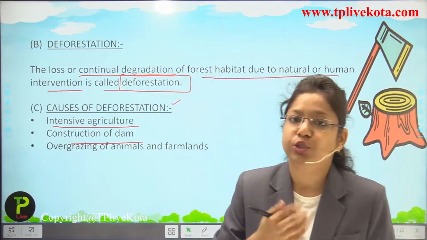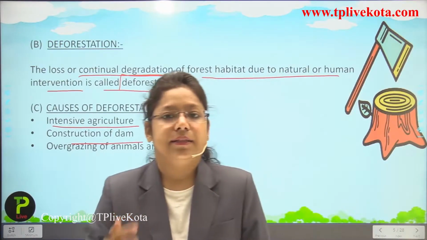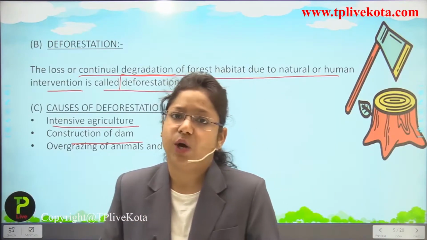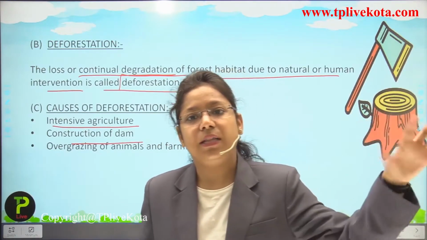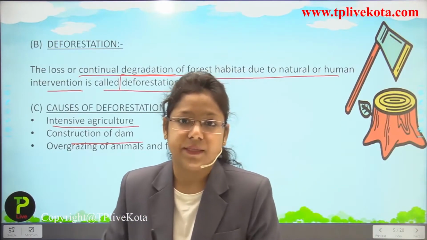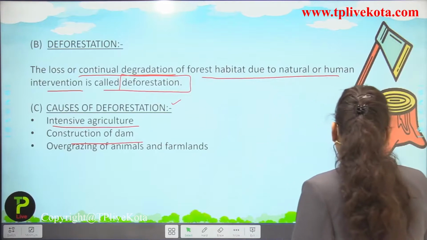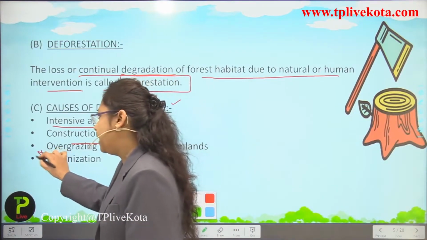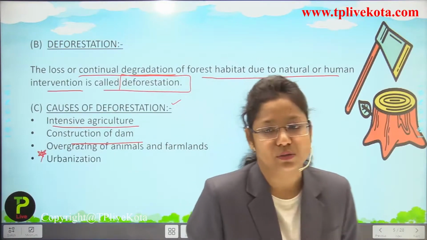Farmers usually do this thing. What do they do? They send their animals to the different fields. And what do they do? They eat all the plants which are present over there. So, this is the overgrazing by animals. This should be stopped. Next is urbanization. Very importantly, it can be asked in your examinations also.